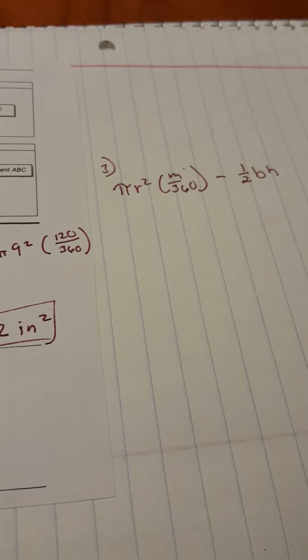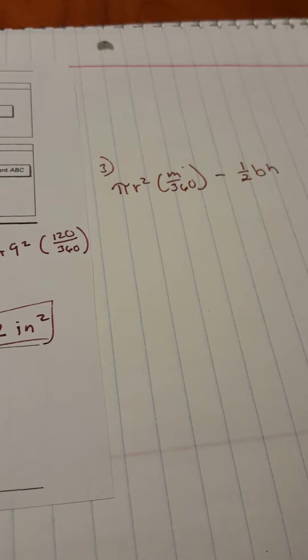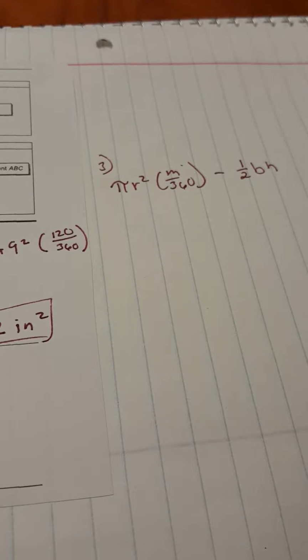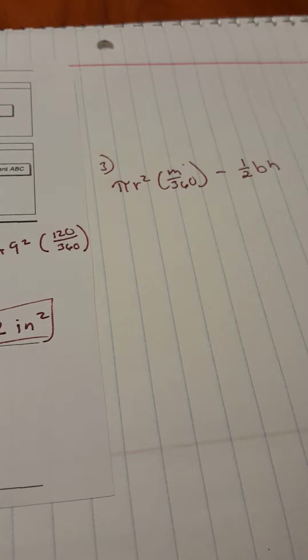What if it's a square? What if what is a square? What if the circle's a square instead of triangle?